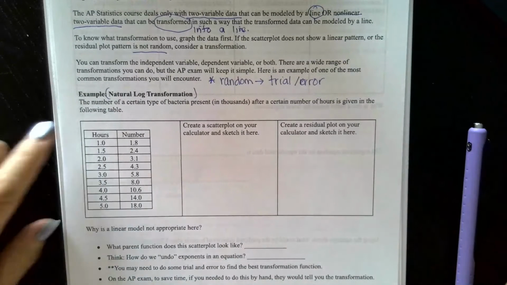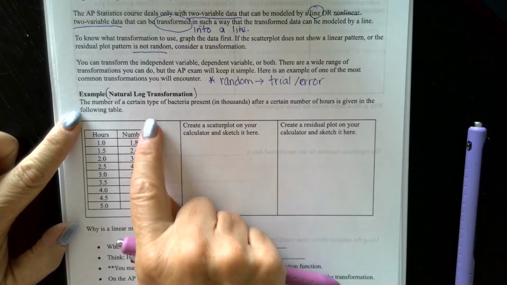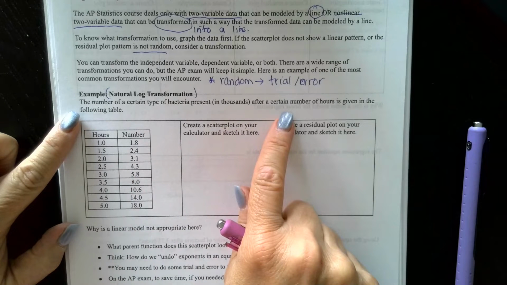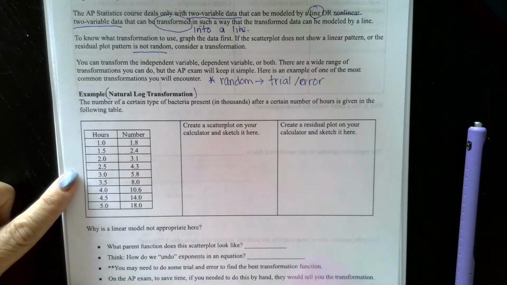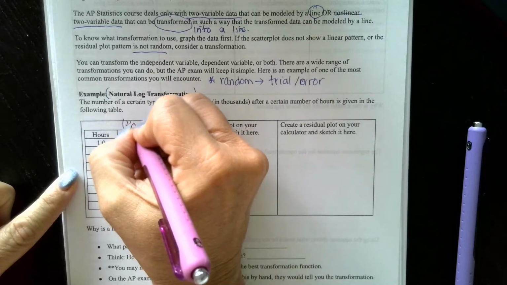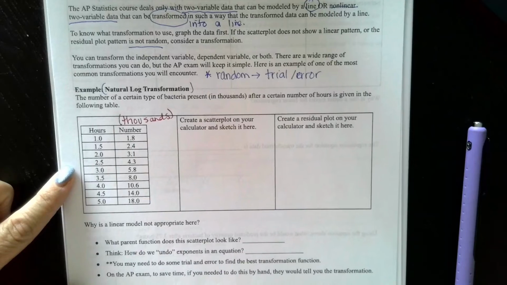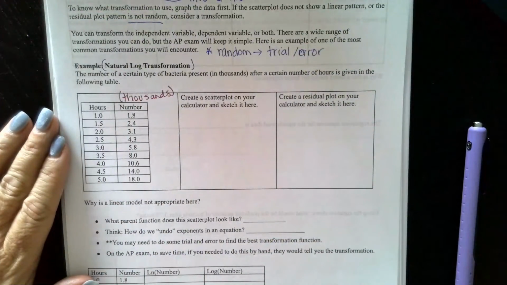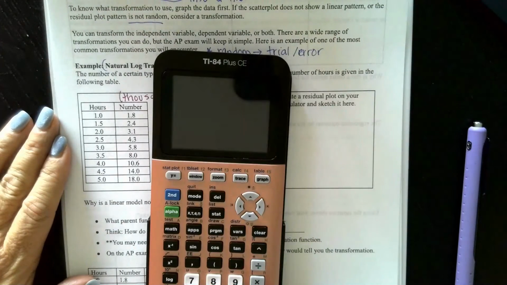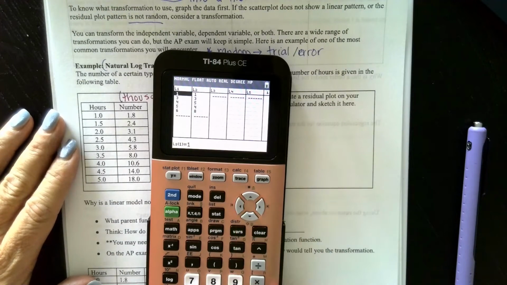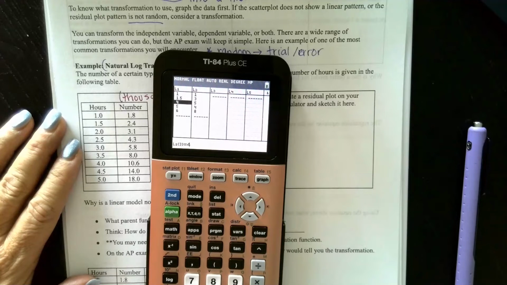So here's the context. The number of a certain type of bacteria present in the thousands after a certain number of hours is given in the table below. So we have this number, and it's in the thousands after so many hours. So the first thing that we want to do is look at this data and see what happens. So I'm going to put the data in. So I go here, I'm going to modify this list. So go ahead and add this data.